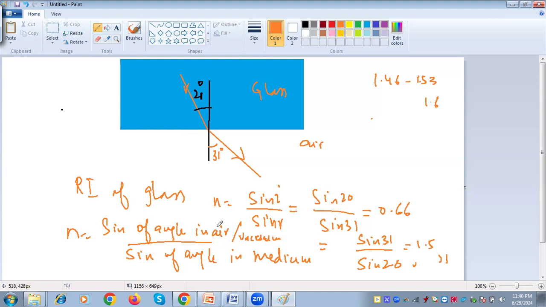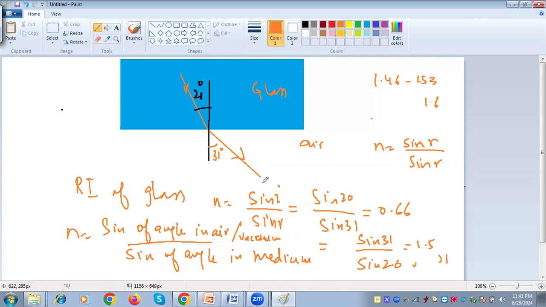So either you change the formula a little, you write n equals sine r over sine i, because the ray is going from denser to rarer. Rarer to denser, sine i upon sine r. Denser to rarer, sine r upon sine i. But actually, what is that? The angle in the rarer medium divided by sine of angle in the denser medium. Here, air is the rarer medium, angle in air divided by angle in glass or water, whatever the medium is given.